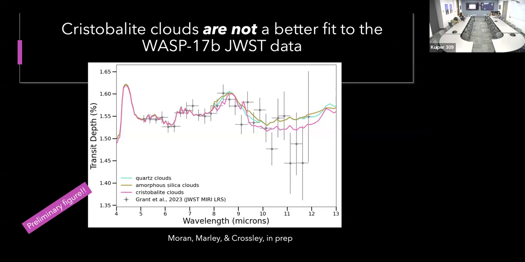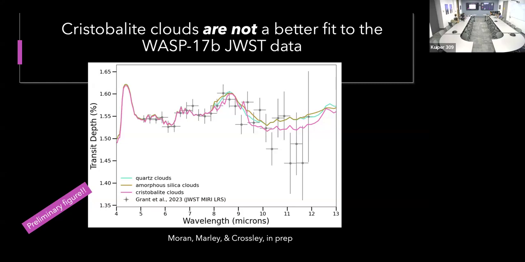So then it's time to put it into the model. And what you see here is the turquoise, or the quartz clouds, as reported from Grant et al. The gold is the amorphous, again, same exact parameters as from Grant et al. And you can see that slight blueward shift of the peak for quartz, which is why they're able to basically pick out this particular data point that leads them to decide quartz is a better match. So this is for cristobalite in pink. It's slightly too red based on this.